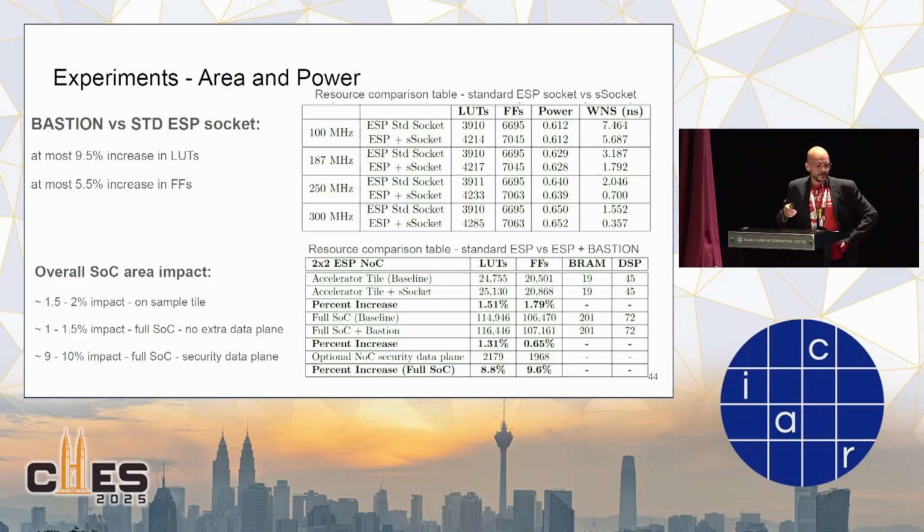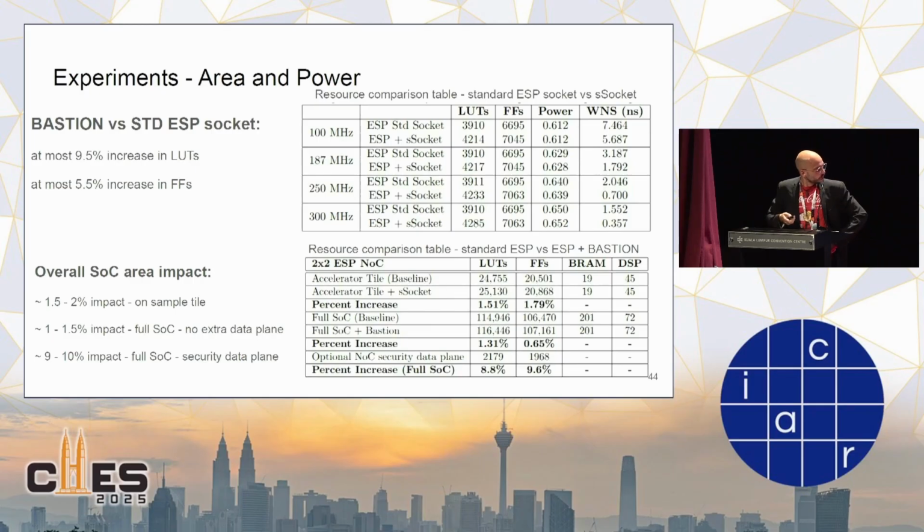With respect to the overall SoC area impact, if we want to measure the actual cost of the access control system in the whole ESP system, the percentage increase that we measure is 1.31% for the LUTs and 0.65% for the flip-flops. This is if we use a data plane for configuration that is already available inside the system, the one specifically used for interrupts.